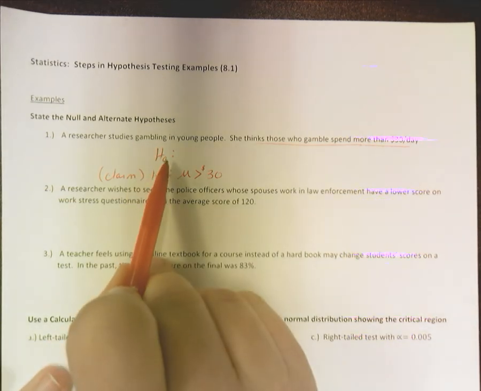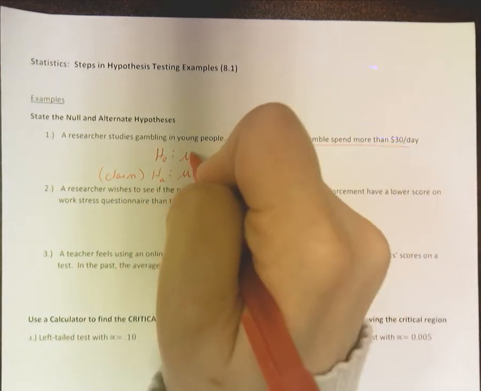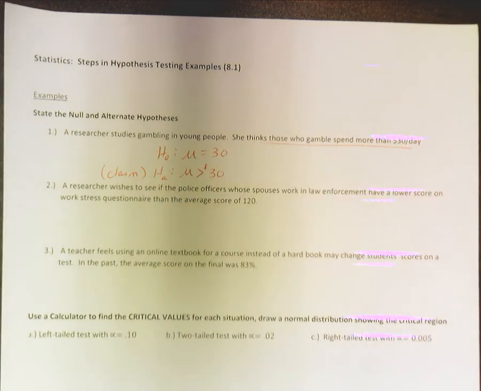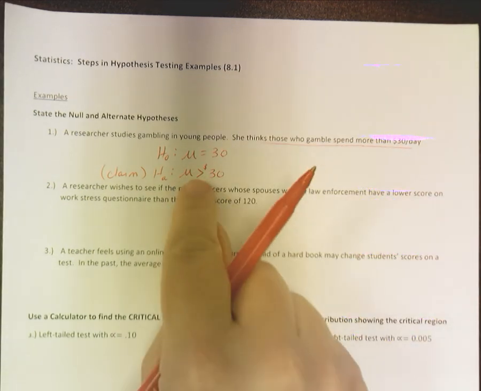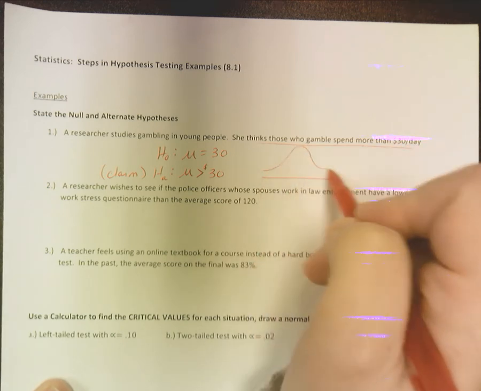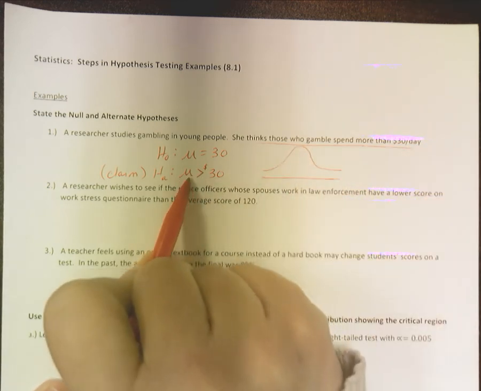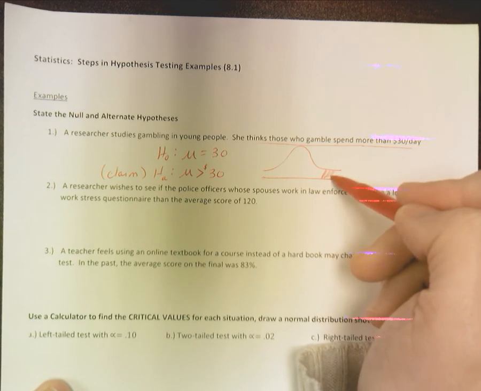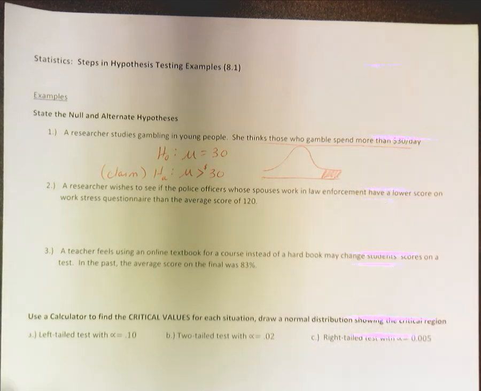What would be my null hypothesis? Well, I think they're actually spending about 30 bucks. Okay? This is a right-tailed test, just so you know. You don't have to draw it now, but I just want you to understand. How do I know it's right-tailed? Because they're spending more than. So I'm looking to see if anything falls in this region, which we'll get to in a minute.